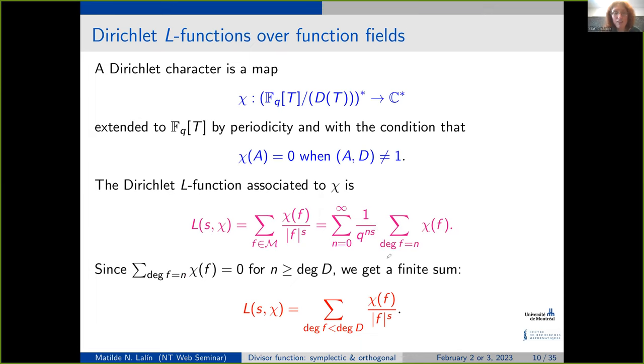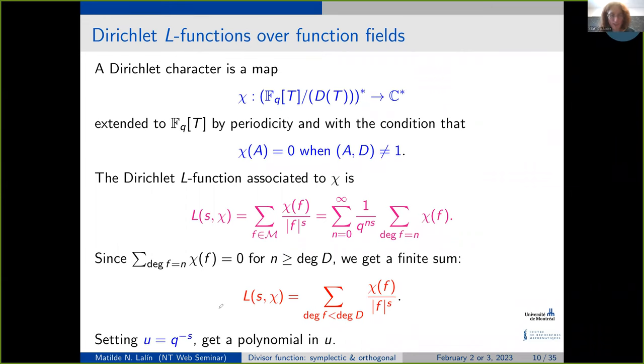So at the end of the day, my L-function that was defined as an infinite series is actually a finite sum. Well, this is one elementary way of seeing this, but it's actually a manifestation of the Weil conjecture. This is one of the consequences of the Weil conjecture. Now, before I go on to the next slide, I just wanted to say, sometimes it's convenient to make this change of variables where we call q to the minus s, u. So this term becomes u to the n, a power of u, and then the L-function becomes a polynomial. So it's convenient to think of this Dirichlet L-function as a polynomial.